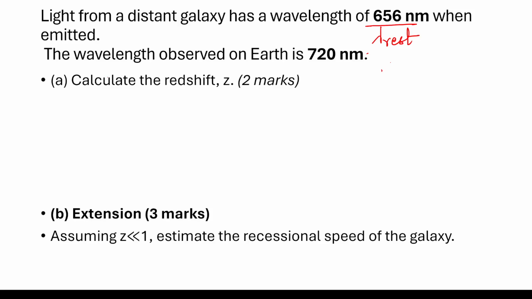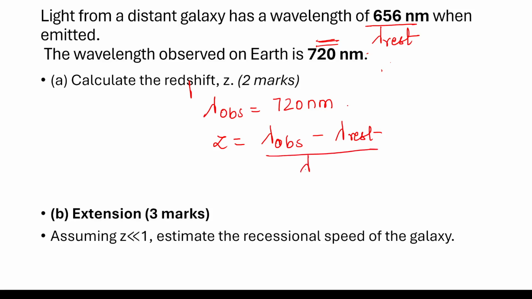When emitted, the wavelength observed on Earth. So what's the wavelength that is observed on Earth? It is 720. So lambda observed is 720 nanometers. Calculate the redshift. Redshift is lambda observed minus lambda rest, divided by lambda rest. Remember, you can convert it into meters here, but we don't need it because it's just a ratio.